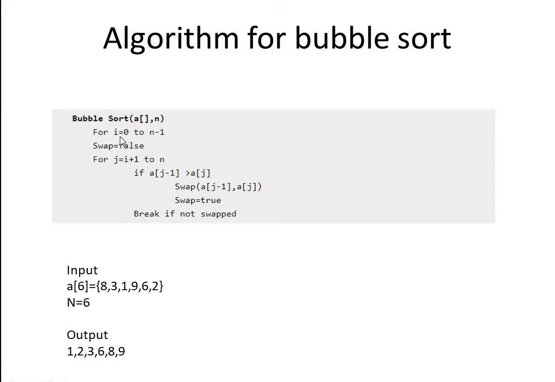This for loop is used to count the number of passes. We know for an n element array there will be n minus 1 passes, so i will iterate till n minus 1.